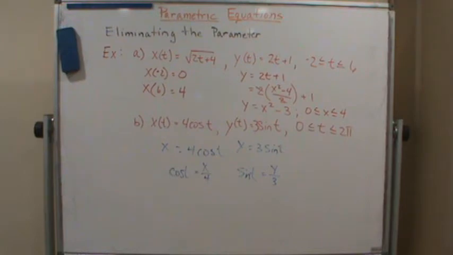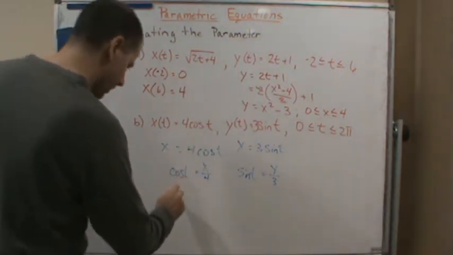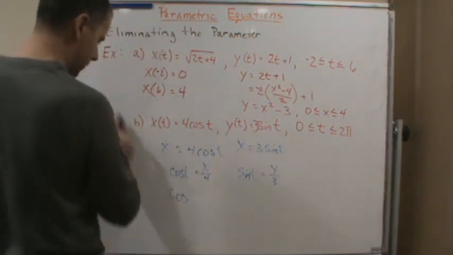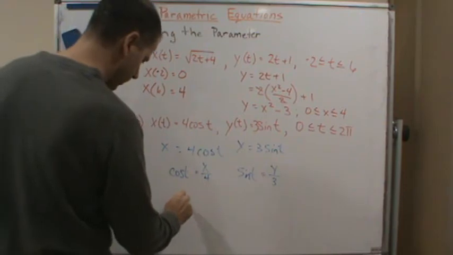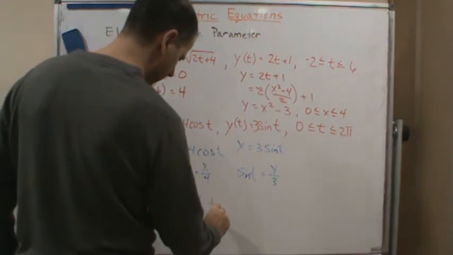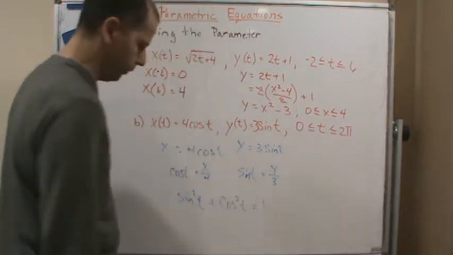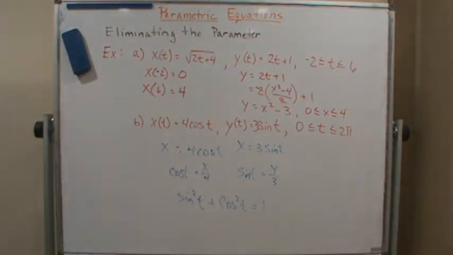Okay, now this is where the creativity comes in. Because at this point, one of the identities we could use is the Pythagorean identity. So we know that, well, it doesn't matter, but let me just write it. So we get sine squared t plus cosine squared t equals 1. We know that, right? That's a fact.